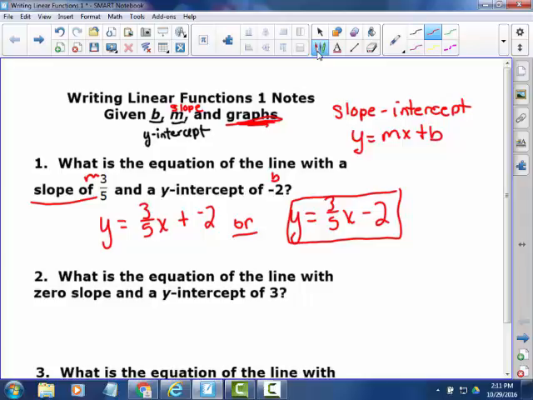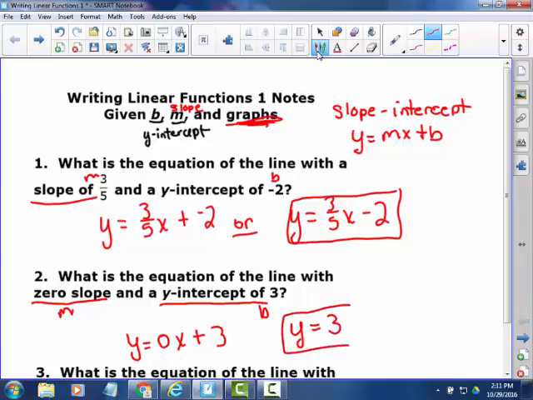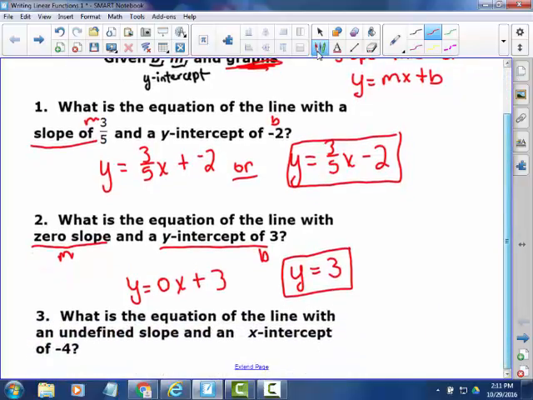All right, let's look at another one. What is the equation of the line with 0 slope and a y-intercept of 3? Again, 0 slope, that's our m value. Y-intercept of 3, that's our b value. So y equals 0x plus 3, and then we simplify. Y equals 3, because 0 times x is 0.